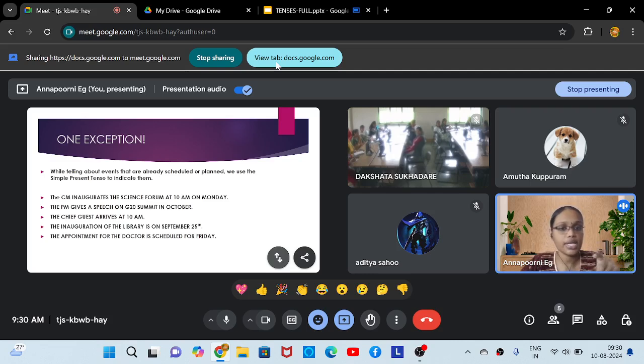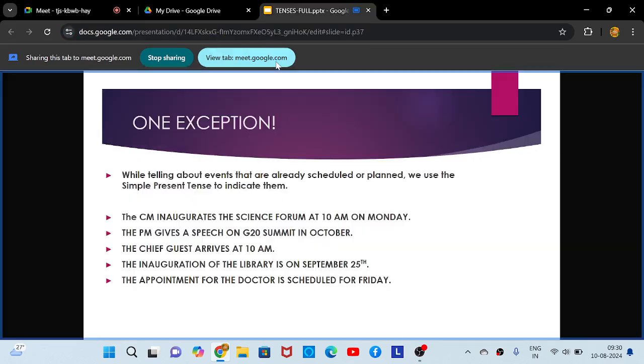But a future activity is already expressed in simple present tense. The CM inaugurates the Science Forum at 10 a.m. on Monday. So how to know whether this is in simple present tense? I am telling this is in simple present tense, but I have to prove it, right? Check the structure of the sentence. The CM is the subject. Inaugurates is V1. So what is the structure of simple present tense?